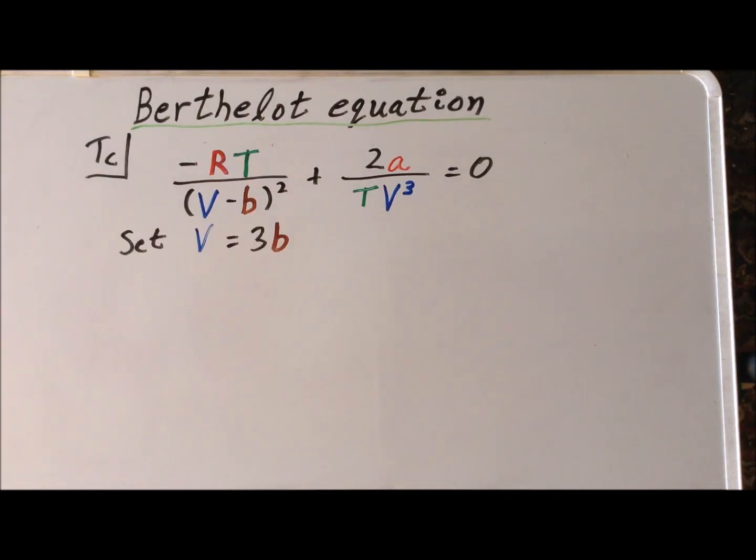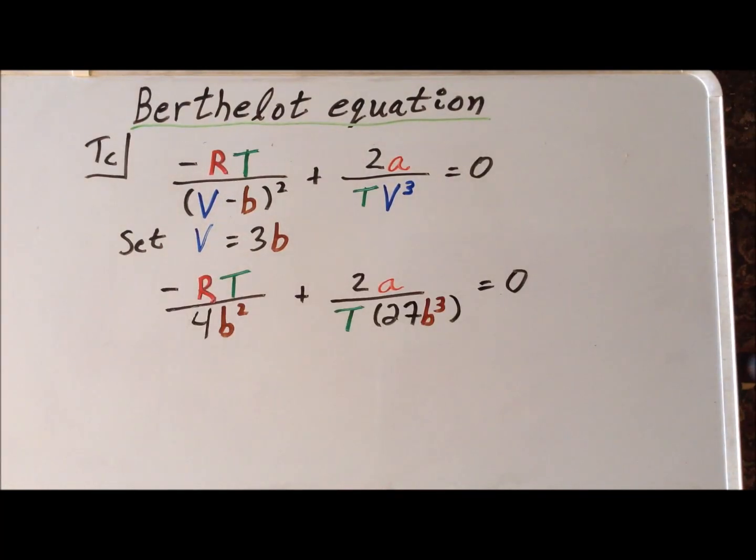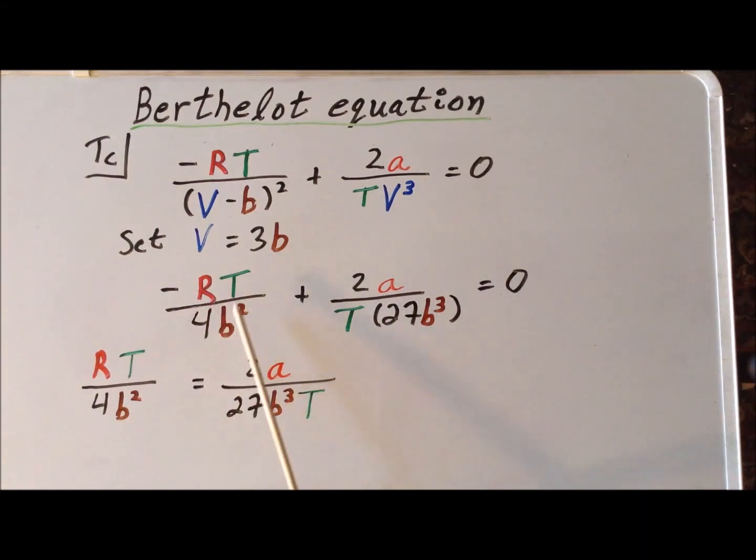Now we substitute the value that we had found for the critical volume of 3B into the first derivative equation. Since V is equal to 3B, V minus B up here is equal to a quantity 2B, which is squared to give us 4B squared. And then for the V cubed here, we cube 3B to give us 27B cubed. Then we add RT over 4B squared to each side. So now we get RT divided by 4B squared equals 2A divided by 27B cubed times T.